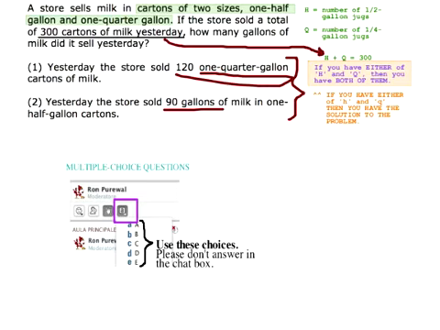There it is. So how about that? If you do that up front, then the statements are reduced to very little work at all. Because the store sold 120 quarter-gallon cartons of milk, this gives you Q. So therefore sufficient. And 90 gallons, so H is not 90, but you don't really care because you know what it is. In point of fact, it would be 180, but you don't care because you have H. This gives you H. Also sufficient. So this is going to be D, like dog.